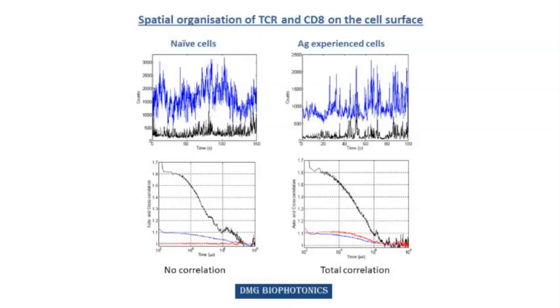In naive T cells, TCR and CD8 are distributed randomly across the membrane. Upon antigen exposure, however, their localization becomes highly coordinated, reflecting a spatial reorganization of these receptors in antigen-experienced cells. Quantitative analysis of peak amplitudes indicates that each TCR is typically surrounded by 2 to 3 CD8 molecules, consistent with a 1 to 2 or 1 to 3 stoichiometry.